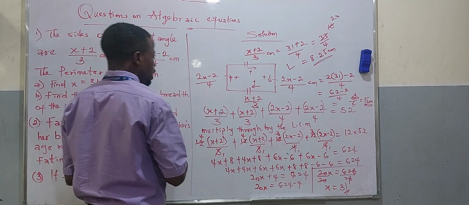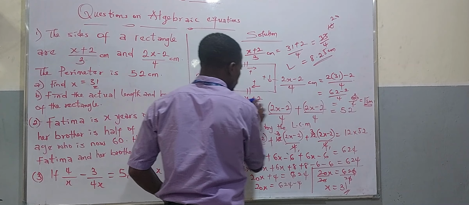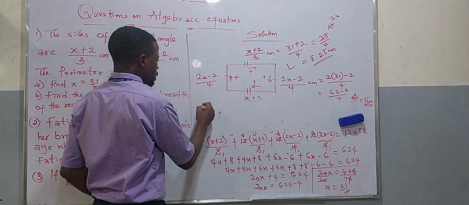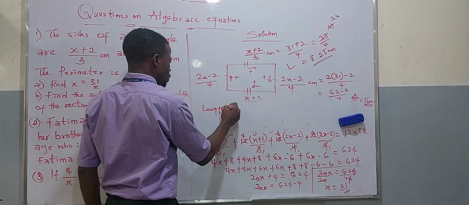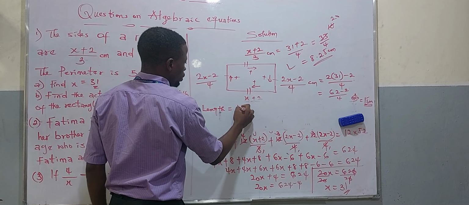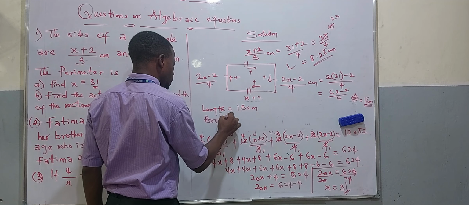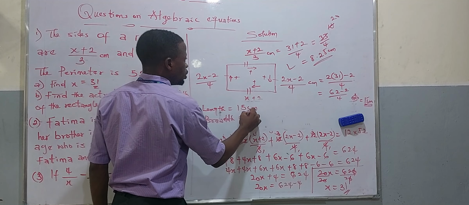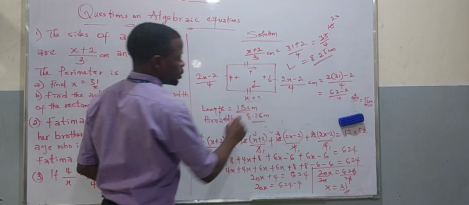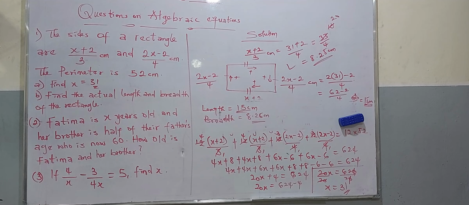Now we can say, let me write that here, that the length is equal to 15 centimeter, and the breadth is 8.25 centimeter. Yeah, done. So that's a simple way to solve it.